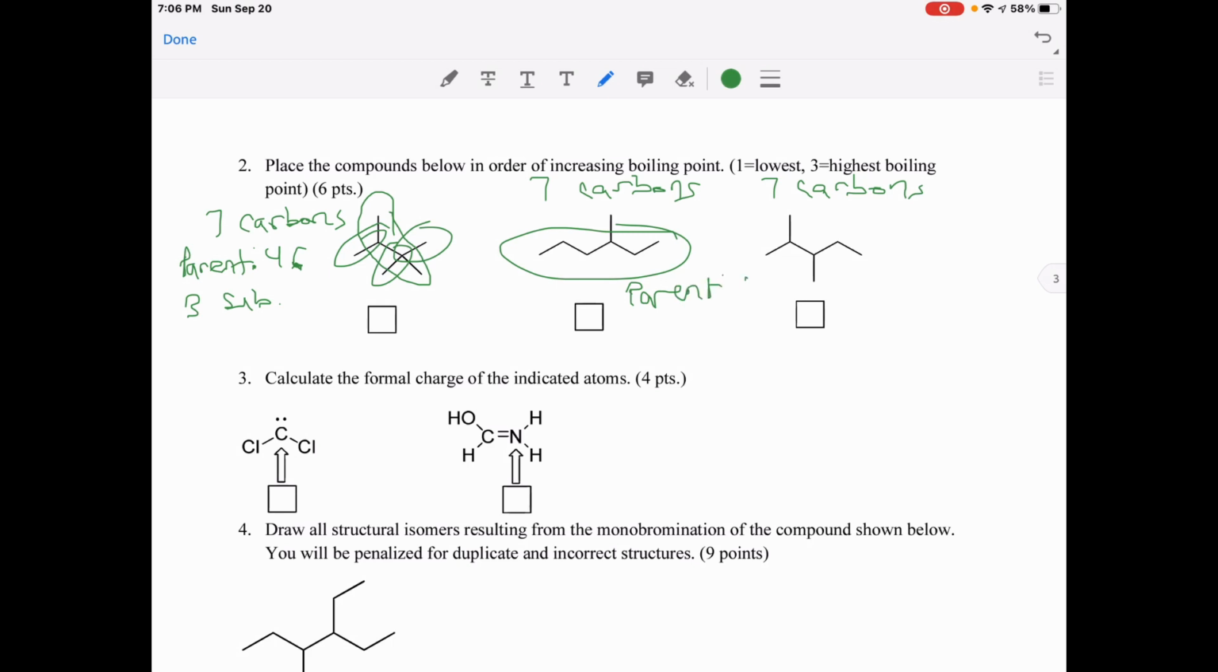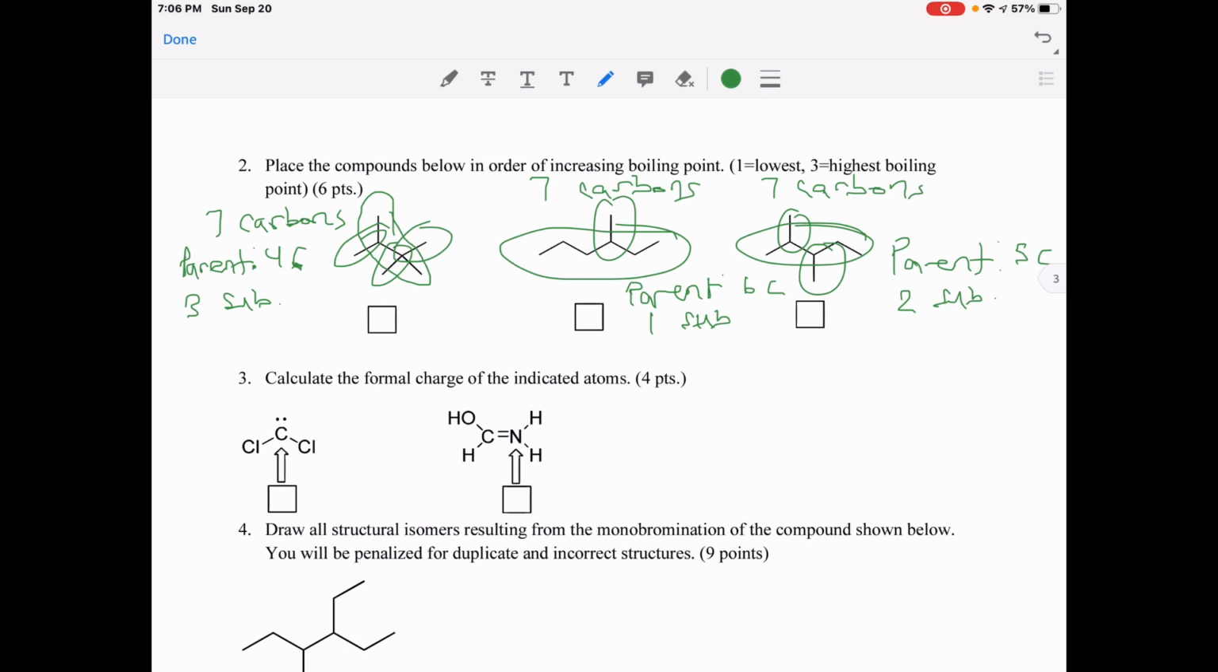We have 6 carbons, and we have 1 substituent. Lastly, for the compound on the right, we have 5 carbons in our parent chain, and we have 2 substituents. So what do we find from this?